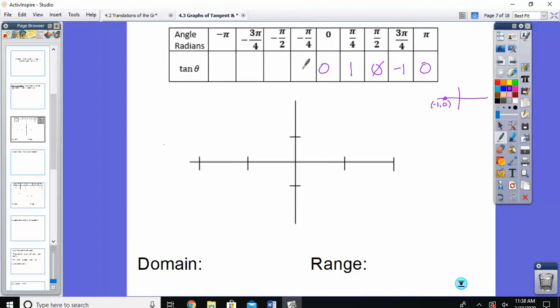Okay, if we go the opposite direction, negative pi over 4 is just like 45 degrees, but it's in quadrant 4, because you spun the negative direction. Quadrant 4 tangent is negative, so that would be a negative 1. Negative pi over 2 is just down here. Negative 1 over 0 will be undefined.